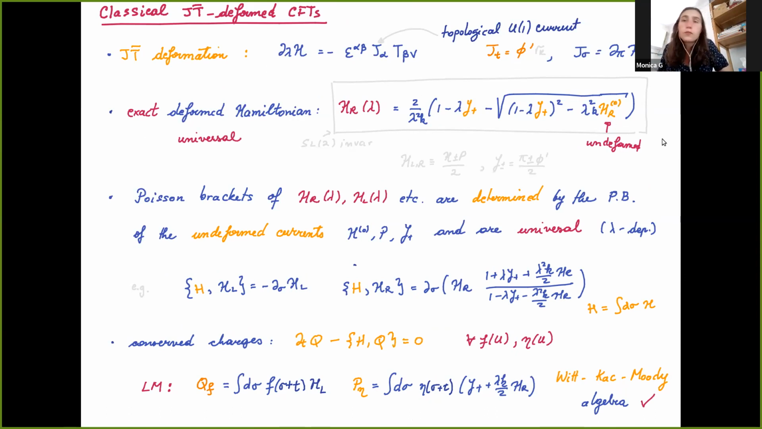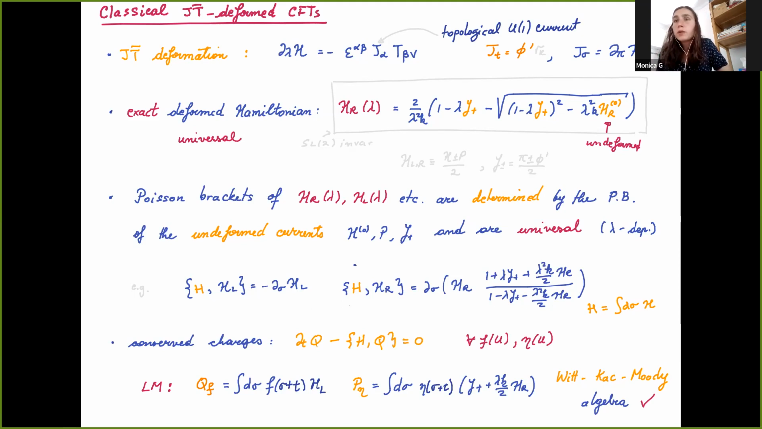From this exact formula, you see that the Poisson brackets in the deformed theory are universal and entirely determined from those of the original CFT. They're universal because H is just a function of H0 and J plus, which have universal Poisson brackets. So you're going to get something ugly, but universal. Here I gave you some examples of things you can compute. You can compute the commutator of the total Hamiltonian with the left and right Hamiltonian currents, and you get specific expressions like this.